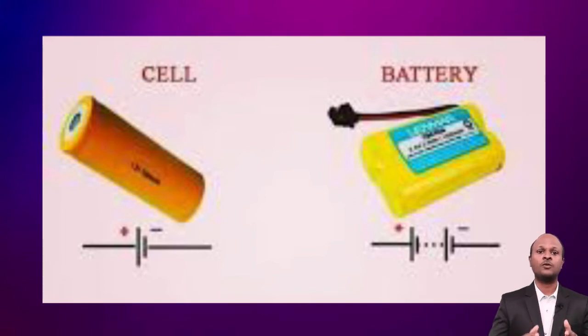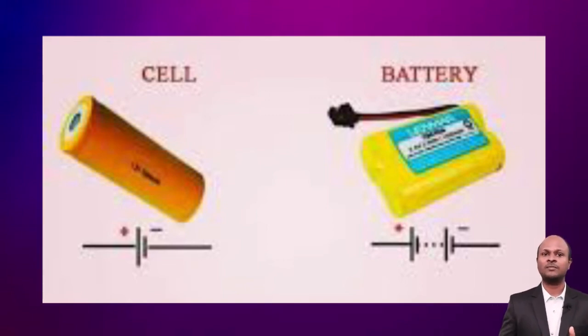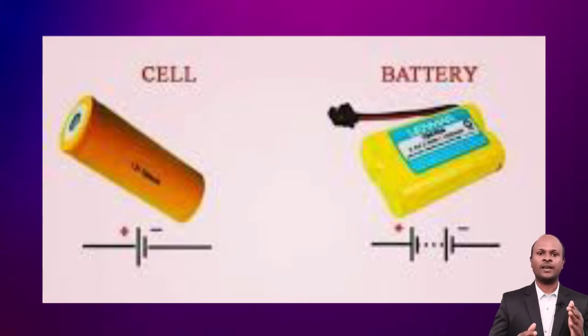The symbol for a single cell is shown. The symbol of a single cell consists of two parallel vertical lines, one thin and long and the other thick and short, having horizontal lines on the sides. The longer vertical line represents the positive terminal of the cell, so it is marked with plus, whereas the short vertical line represents the negative terminal of the cell, so it is marked minus.